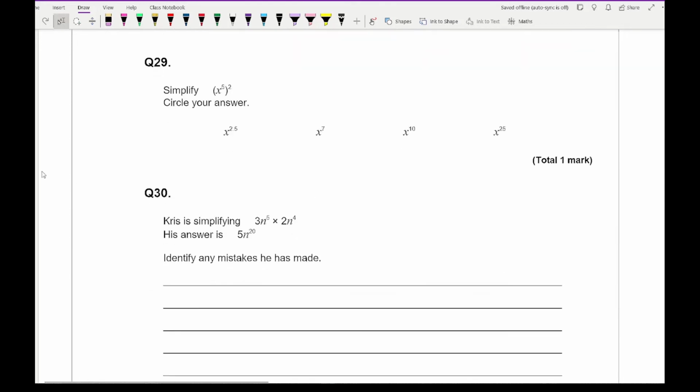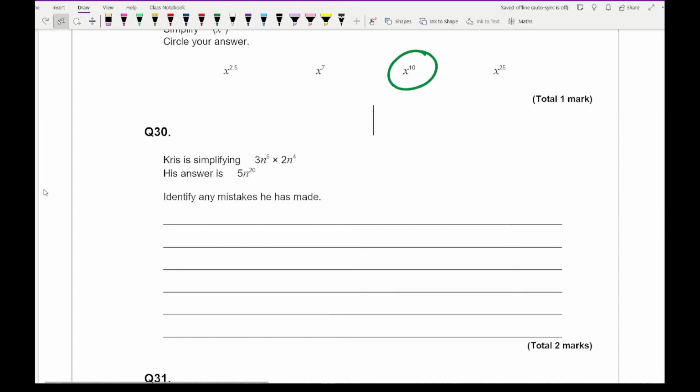Moving on to question 29, we've got simplify x to the power of 5, all to the power of 2. So here we multiply out the powers, in which you should have x to the power of 10. Then looking at question 30, it says Chris is simplifying 3n to the 5 times 2n to the power of 4, and his answer is 5n to the 20. Identify any mistakes he has made.